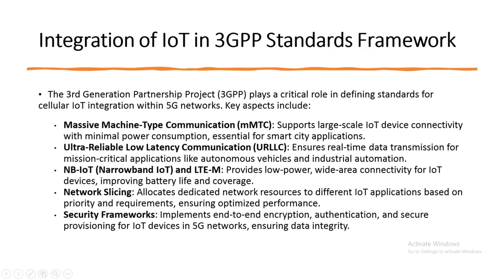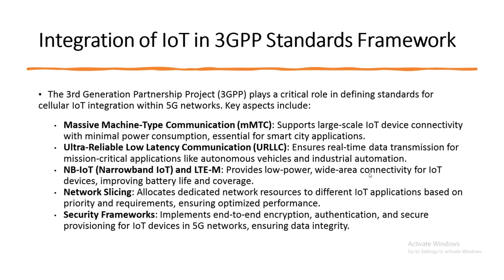Massive machine type communication, mMTC, supports large scale IoT device connectivity with minimal power consumption and is essential for smart city applications. Ultra reliable low latency communication, URLLC, ensures real time data transmission for mission critical applications like autonomous vehicles and industrial automation. NB-IoT and LTE-M provide low power wide area connectivity for IoT devices, improving battery life and coverage.